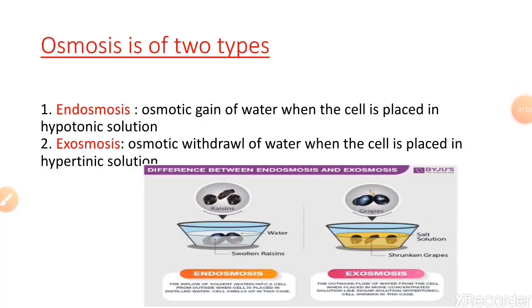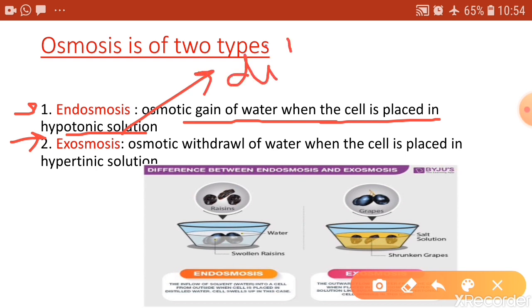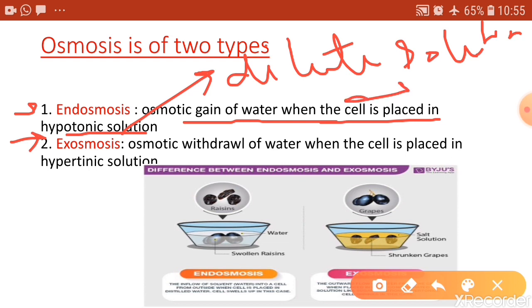Now, osmosis is of two types: endosmosis and exosmosis. Endosmosis is the osmotic gain of water by the cell when it is placed in a hypotonic solution. Now, what is a hypotonic solution? A hypotonic solution will be a dilute solution, or a solution whose water concentration is more than the liquid or the sap which is present in the cell, right?